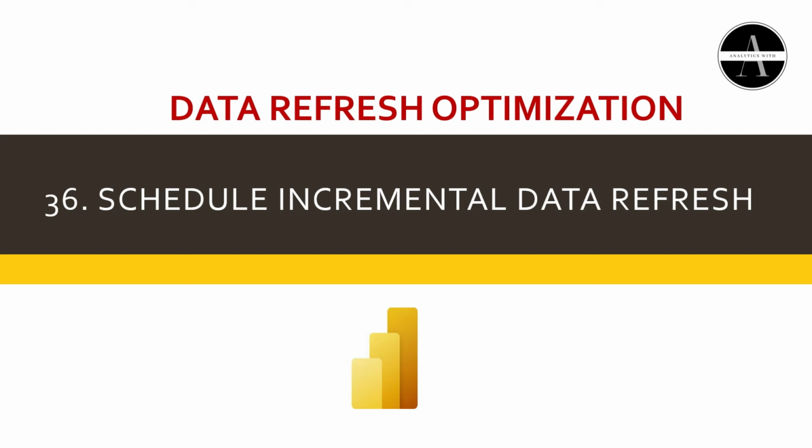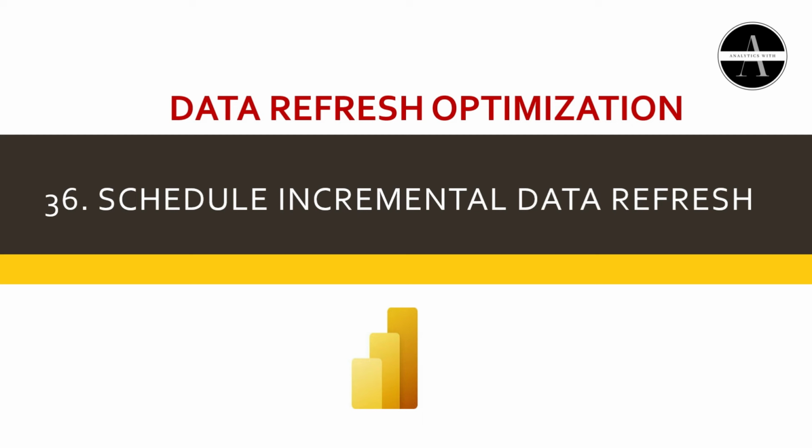Point number 36. Schedule incremental data refresh. The first step is to schedule incremental data refresh. Instead of refreshing your entire dataset every time, which can take a long time with a large dataset, you can set up incremental refresh. This allows you to update only new or modified data, reducing the amount of data processed during each refresh and significantly speeding up the process.